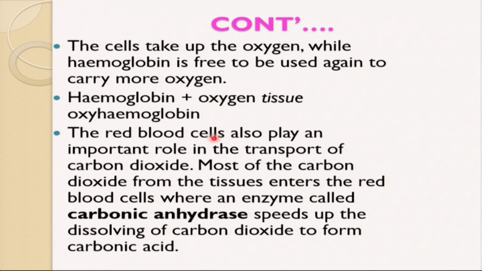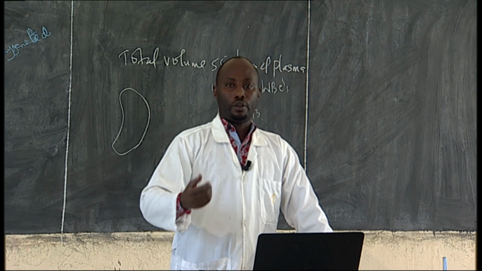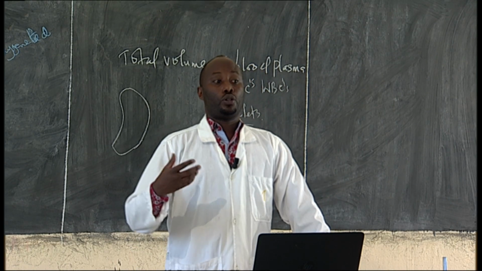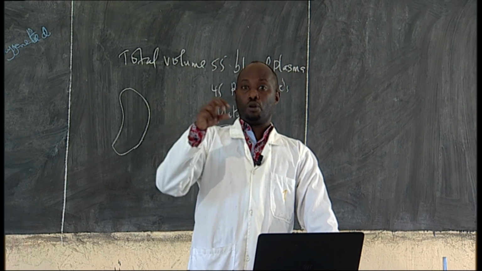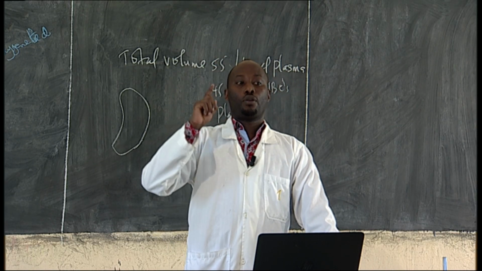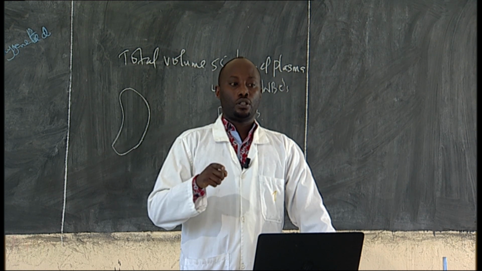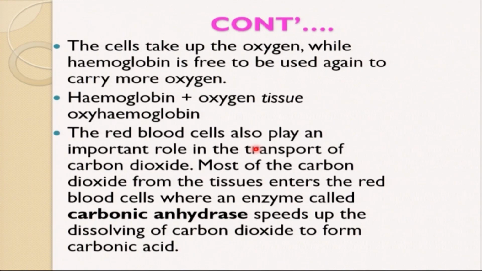Red blood cells also play an important role in the transport of carbon dioxide from the body. Most of the carbon dioxide from the tissues enters the red blood cells, where an enzyme called carbonic anhydrase speeds up the dissolving of carbon dioxide to form carbonic acid.